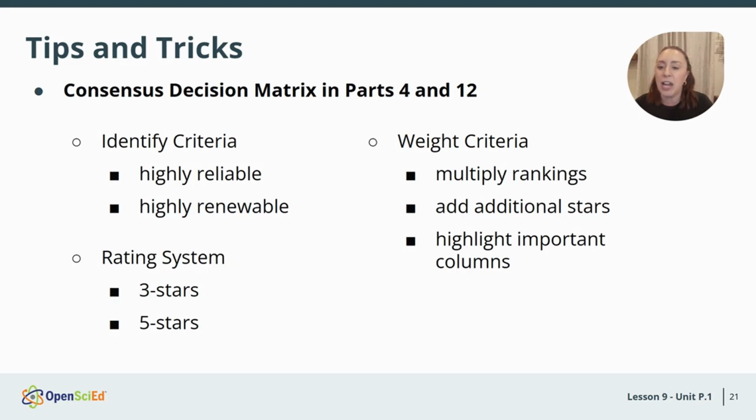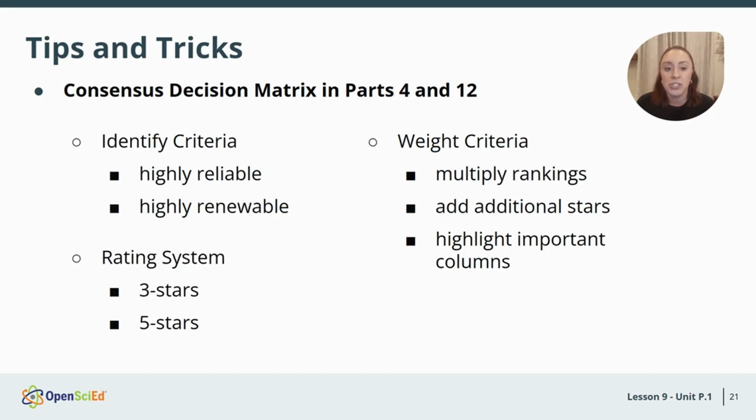And then the other tip and trick I have for you is about the consensus decision matrix that shows up in day 1 and again in day 3 of this lesson in parts 4 and 12. And that is, it's really up to you and your class to decide what makes sense. And it's okay if period 1 and period 2 have different ideas. But you want to identify your criteria, things like highly reliable, highly renewable, low environmental impact. Decide together on what your rating system should be.